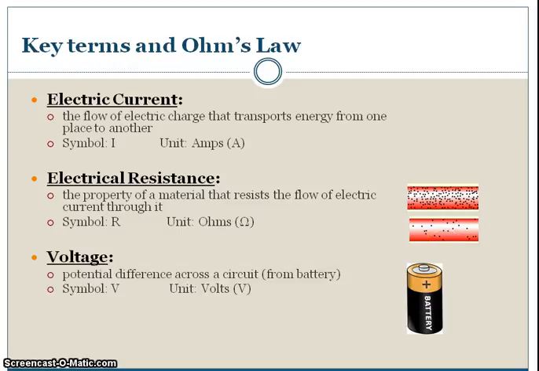Voltage, we won't go into too much detail about how this works, but we're going to define it as the potential difference in a circuit. Usually this is a battery source for our direct current circuits. We're going to symbolize it with the letter V, and the unit is also a capital letter V called volts.